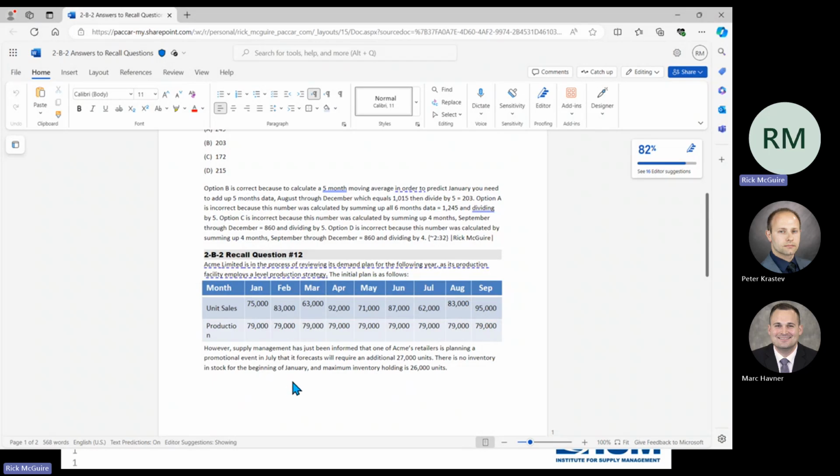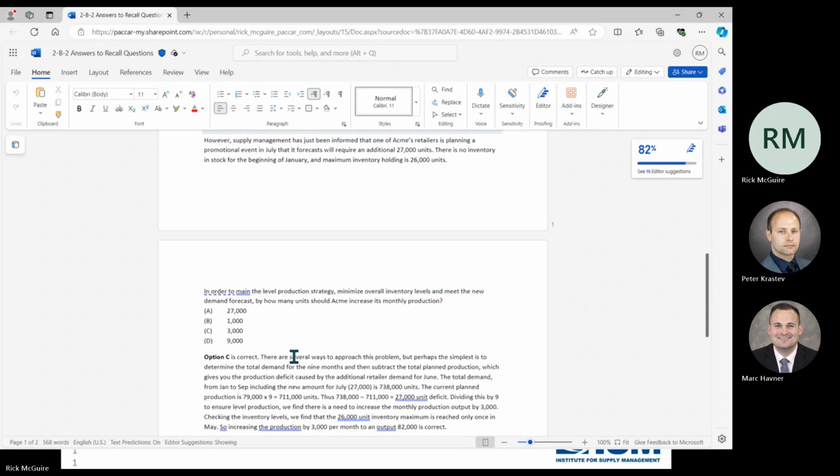Units demand by 3,000. There are several ways to approach the problem. Perhaps simplest is determine the total demand for the 9 months and then subtract the total planned production. See, I think this is wrong because you need the parts in July, not September or October. So this would assume that the parts were due in October. And then you divide 27,000 by 9 and you get 3.